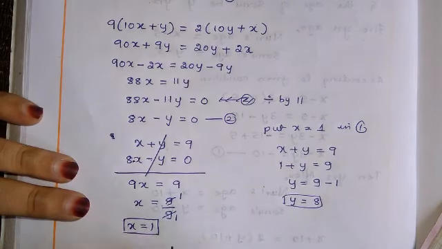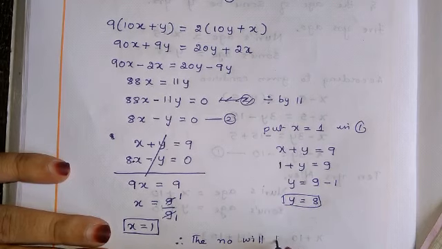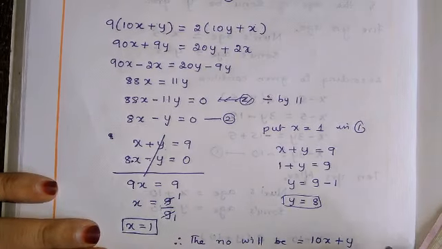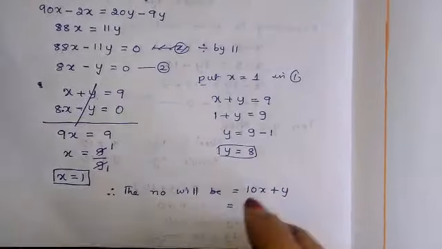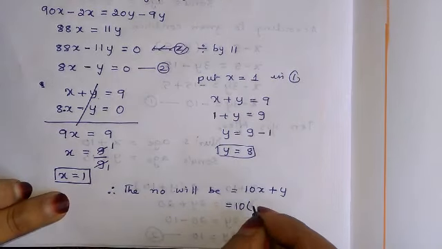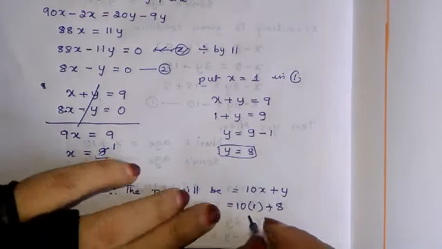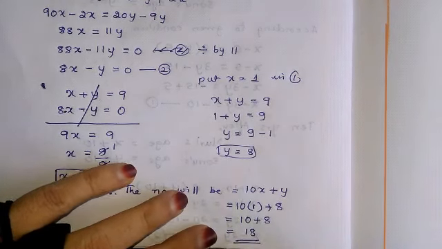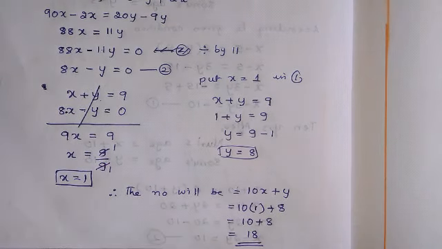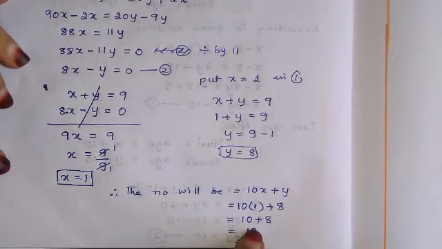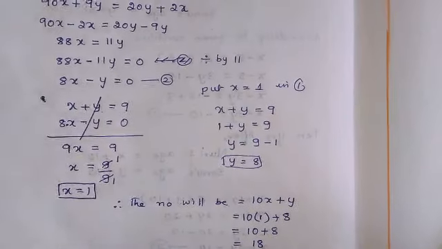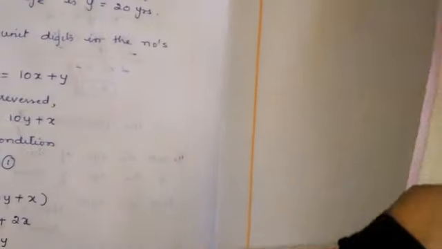Therefore the number will be, we know the number is 10x plus y. 10 I will write as it is, x value is 1, plus y value is 8. 10 into 1, 10 plus 8. So the number will be 18. Find the number, they have told. So therefore the number will be 18. Okay, this is about the third question. Similarly, I have done 2-3 word problems.